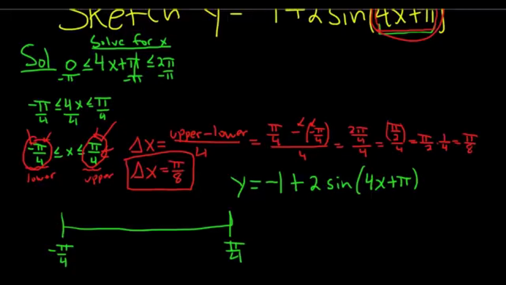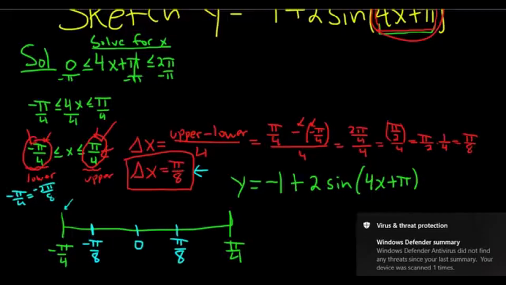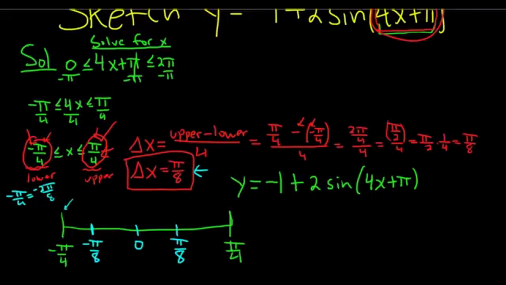So all you do now is you just keep adding delta x. So if you add pi over 8 to negative pi over 4, you get negative pi over 8. So how did I do that? I thought of negative pi over 4 as negative 2 pi over 8. Same thing, right? Because 2 over 8 is 1 over 4. Then you do it again and you get 0. Then you do it again and you get pi over 8. And then you do it again and you get pi over 4, because you could think of pi over 4 as 2 pi over 8.